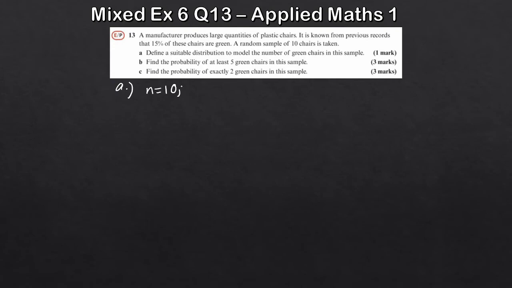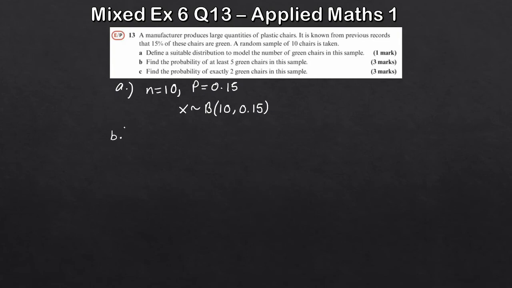And what's our probability essentially of success? If we're looking for the model for the number of green chairs, and the probability that it's green is 15%, then that's our success. So p, don't write 15%, this is 0.15. So what's our model? If we say X is the variable we're using, then X is binomially distributed with n being 10 and p 0.15. Nothing else to it, just define your distribution.